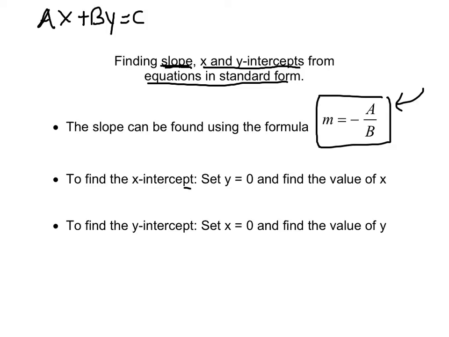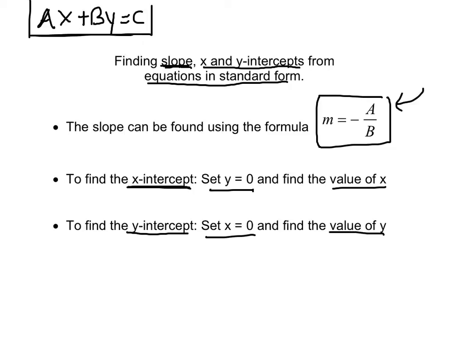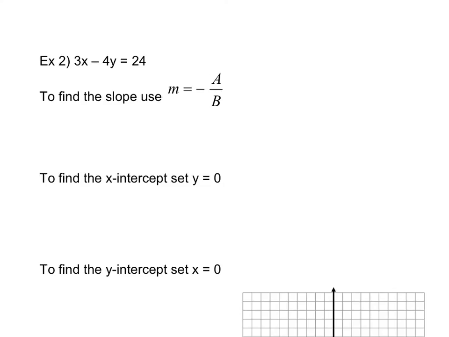To find the x-intercept, when you have standard form, this works in standard form, you will set y equal to 0 and then find the value of x. If you want to find the y-intercept, then you set the x value to 0, and you'll find the value of y. So make sure this is in your notes, and let's go to an example. Okay, write this example down.